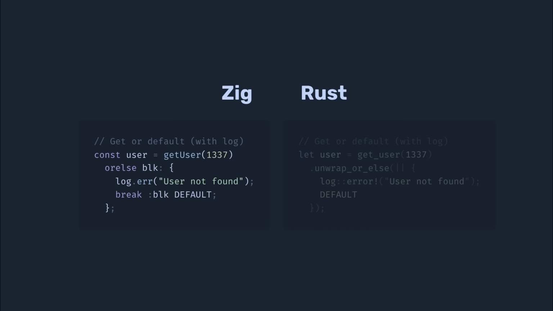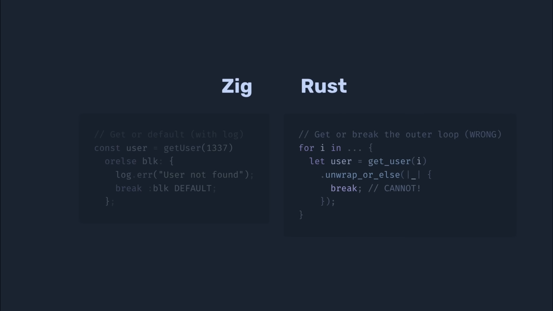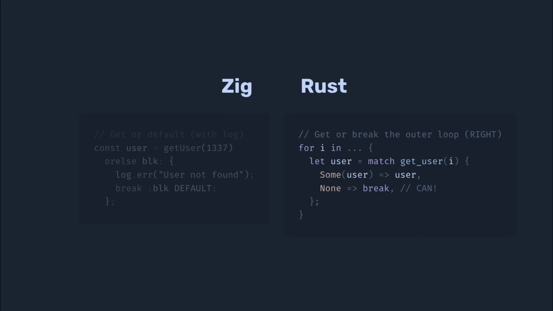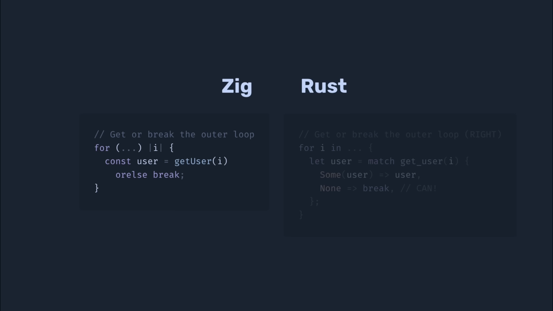With unwrap_or_else, there's a problem. We cannot also change the control flow of the outside function, so we will need to use a special let-else syntax in Rust here, or before it was introduced, we had to do pattern matching like this. And yeah, it's still simple orelse in Zig.